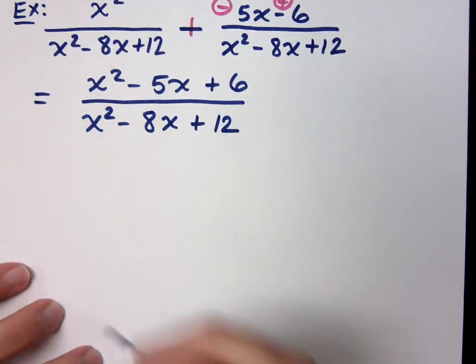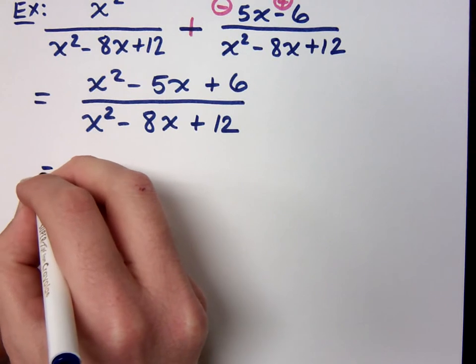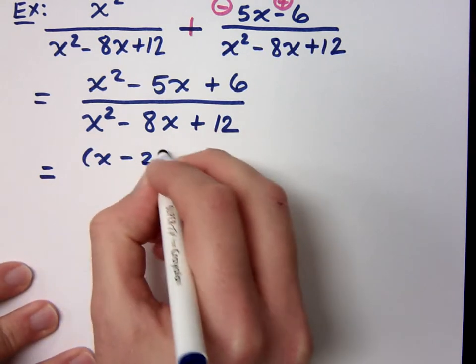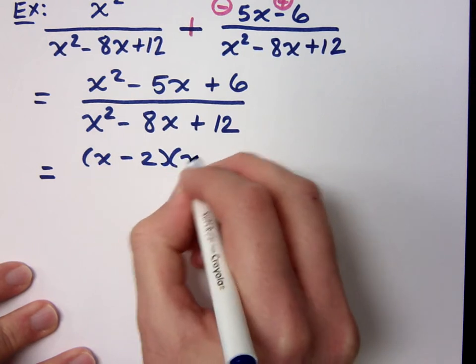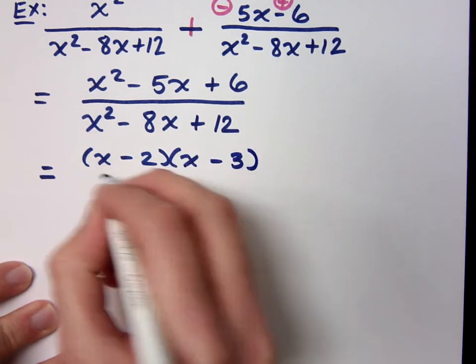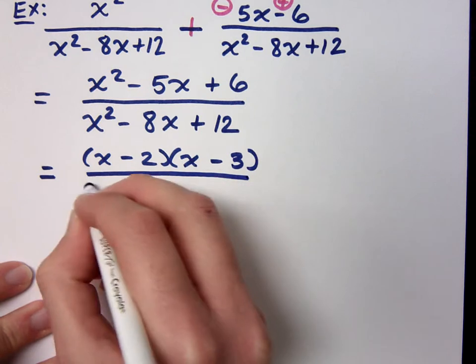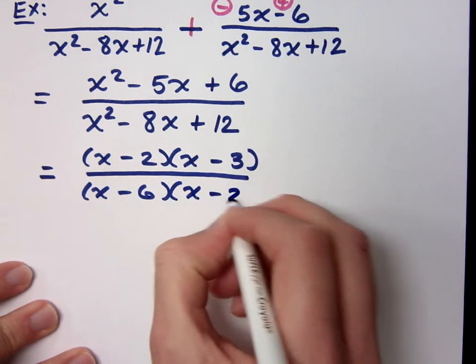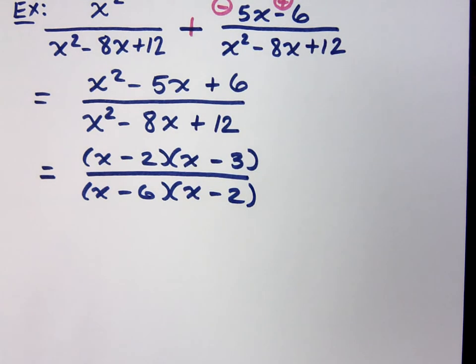So I need to factor this. How do I factor that numerator? X minus 2 and x minus 3. How about that denominator? X minus 6 and x minus 2. Now that everything is factored for me, what will I do?